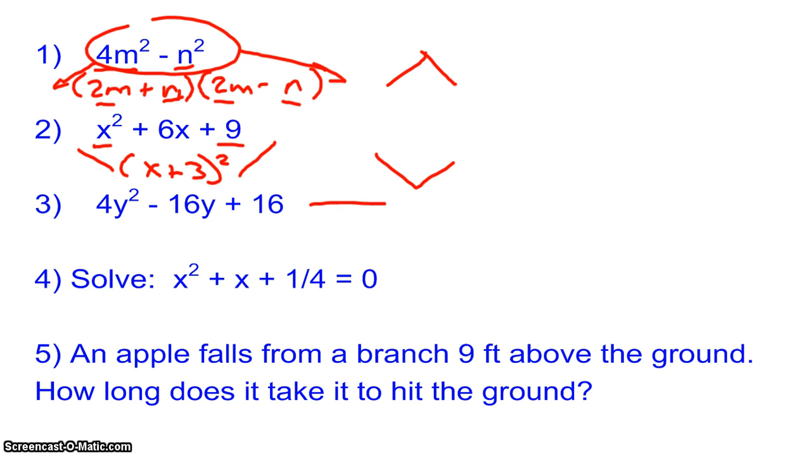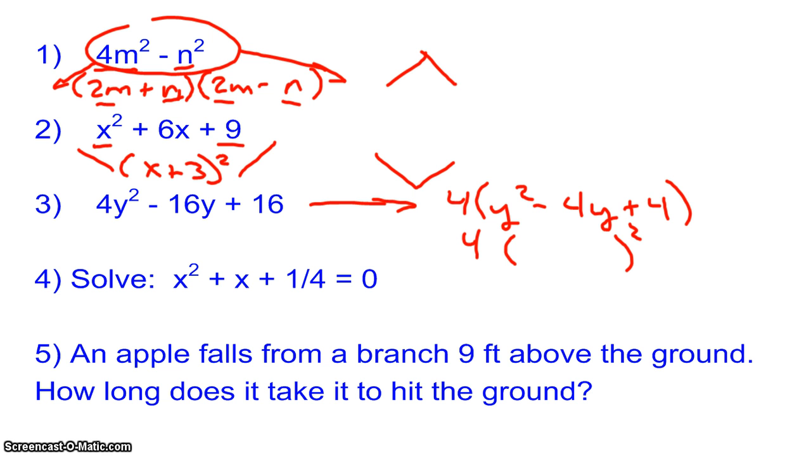I'm going to come over here to do this. 4. And what do you have left in your trinomial? Y squared minus 4y plus 4. Good. And so now when we look at this inside trinomial, is that a perfect square trinomial? Yes. So what are the factors then? Y minus 2. Y minus 2 squared.